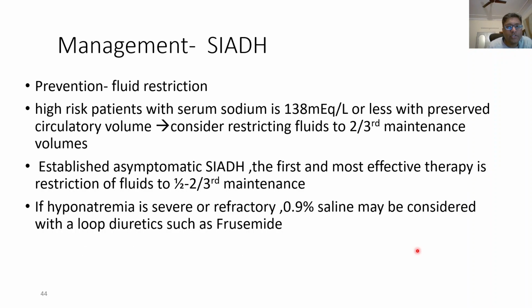Management predominantly is fluid restriction. Don't give too much hypotonic fluid. In high-risk patients with serum sodium of 130 or less with preserved circulatory volume, we can consider restricting fluids to two-third maintenance volume, and always restrict the fluids to half to two-third maintenance. If severe hyponatremia is there, we might have to give a 3% saline bolus to bring it up, and furosemide may be considered to cause excretion of the free water that has accumulated.